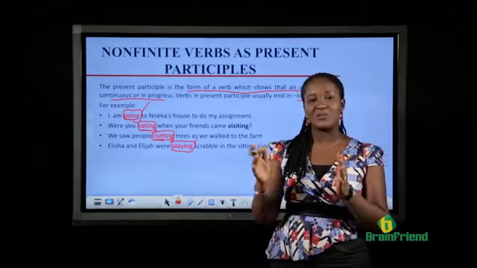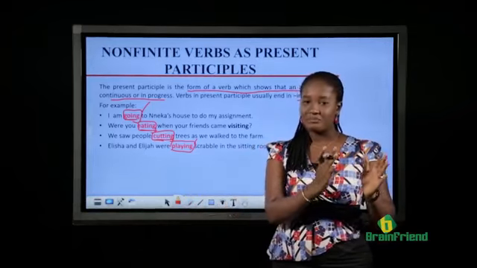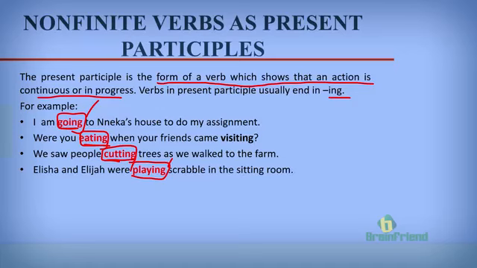So whenever you have verbs in present participle preceded by auxiliary verbs, here you have am, or sometimes they are not preceded by auxiliary verbs, but most other times you find auxiliary verbs before them, like our first example, I am going to Nneka's house to do my assignment, and Elisha and Elijah were playing Scrabble in the sitting room. So when you find present participle verbs, identify such verbs as non-finite verbs because they are what non-finite verbs function as.